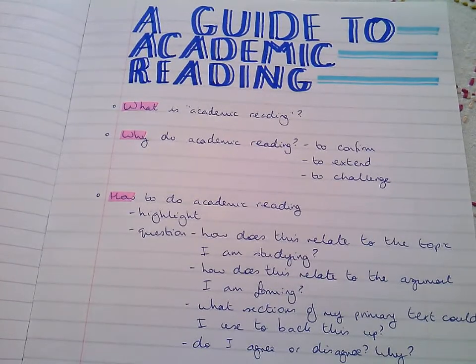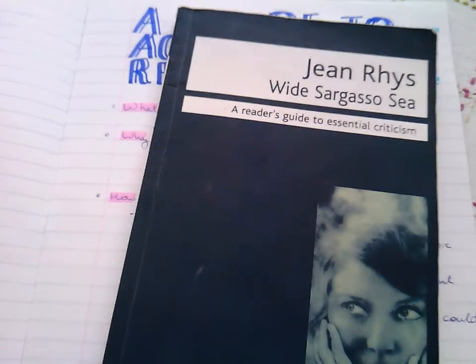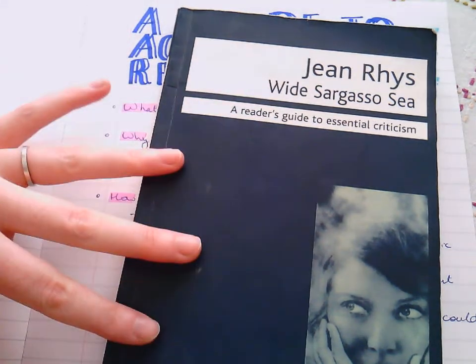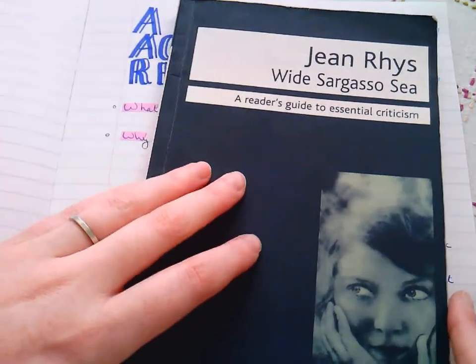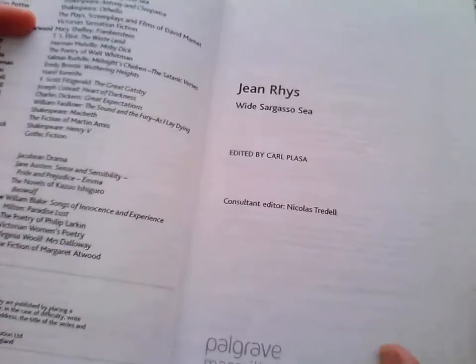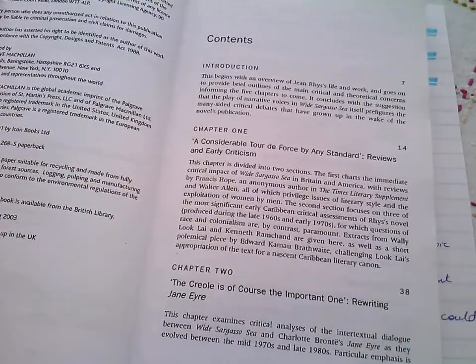Moving on to books that you might look at a little bit more closely if you're an undergraduate student or if you really wanted to stretch yourself, we have books like this. Now, this one's called A Reader's Guide to Essential Criticism. Other books in this kind of genre would be the Cambridge Companions to Literature, which you can buy on Amazon on a whole range of texts. And what this kind of book does is it gives you a summary of the key ideas and the kind of journey of criticism that a text has gone through.